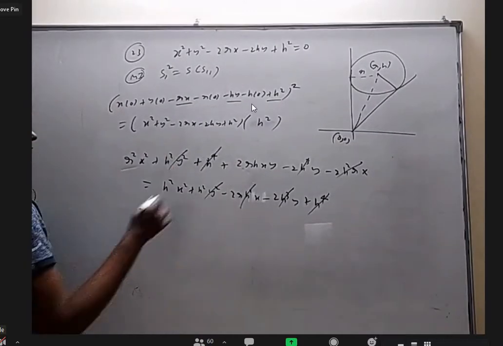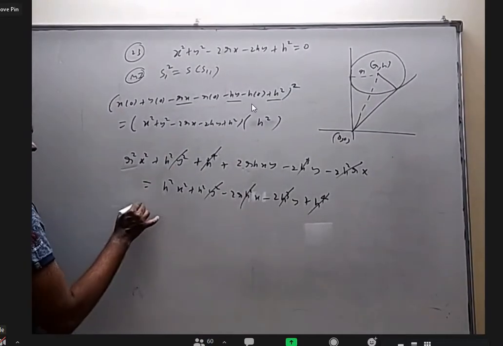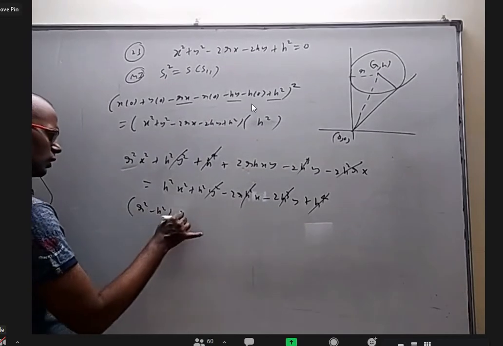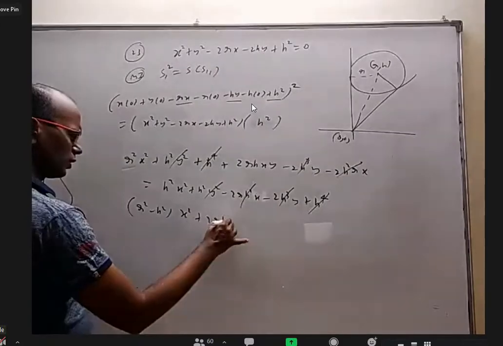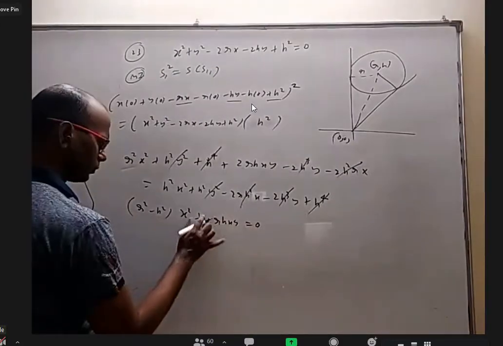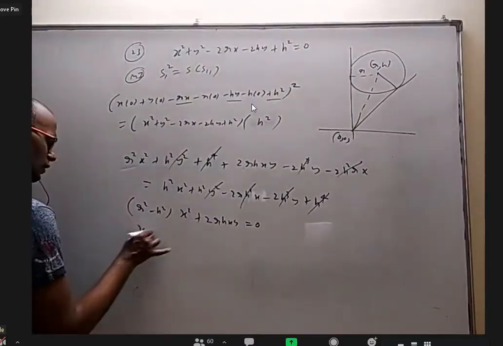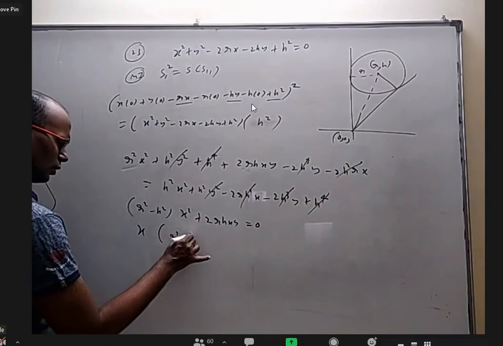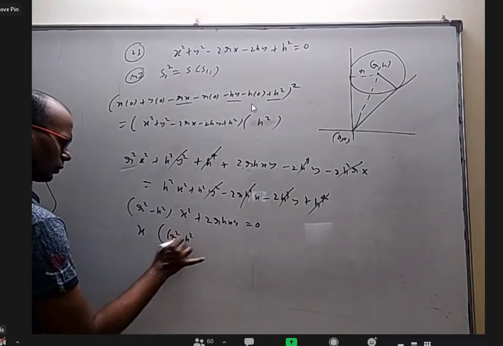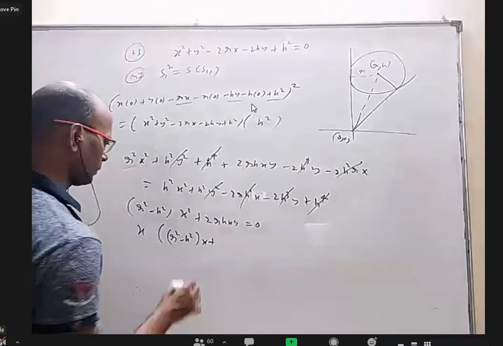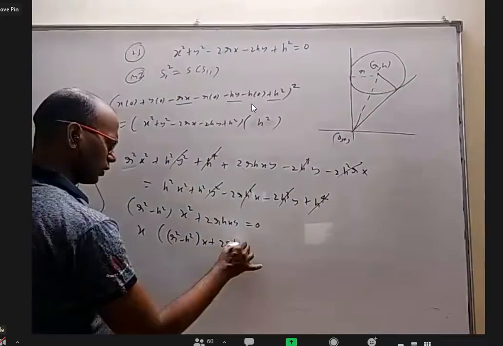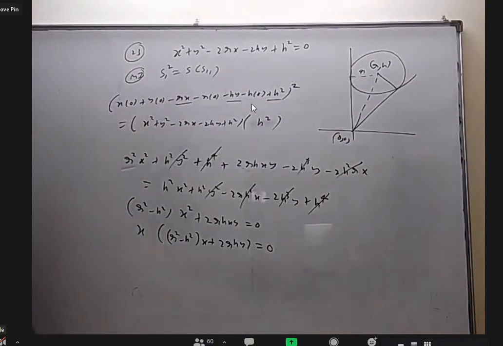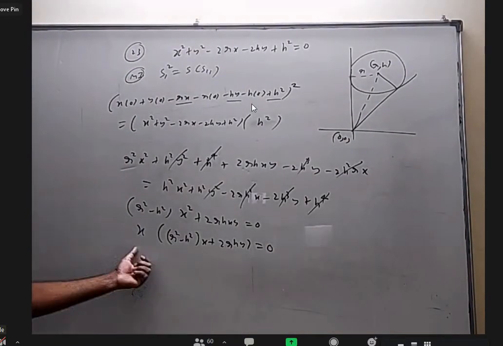In all of them, I can take x common. So when I bring this side, r square minus h square into x square plus 2rhxy equal to 0. So when I take x common, we'll get (r square minus h square) into x, and here 2rhy equal to 0. So we got two lines.